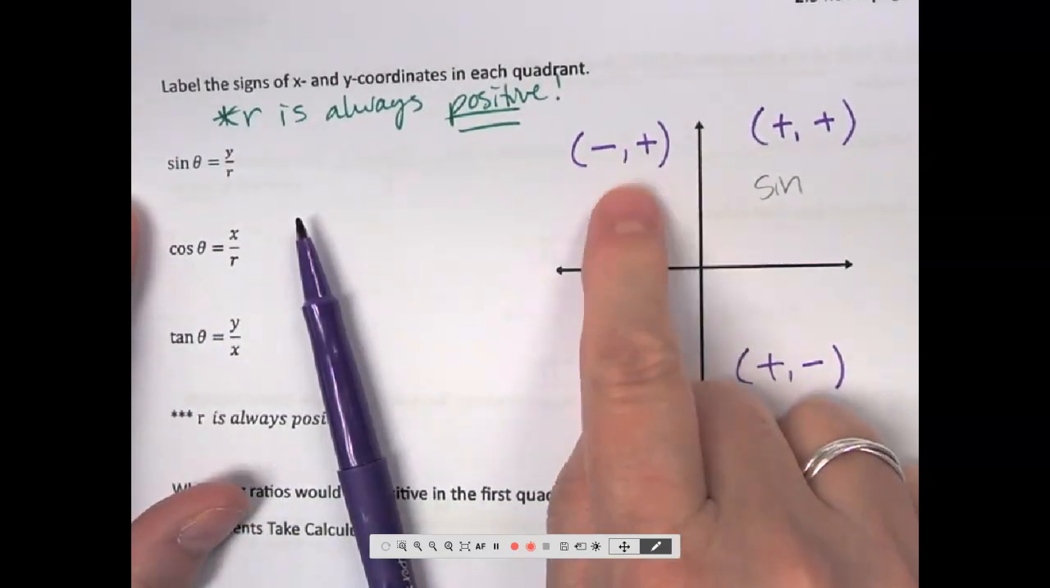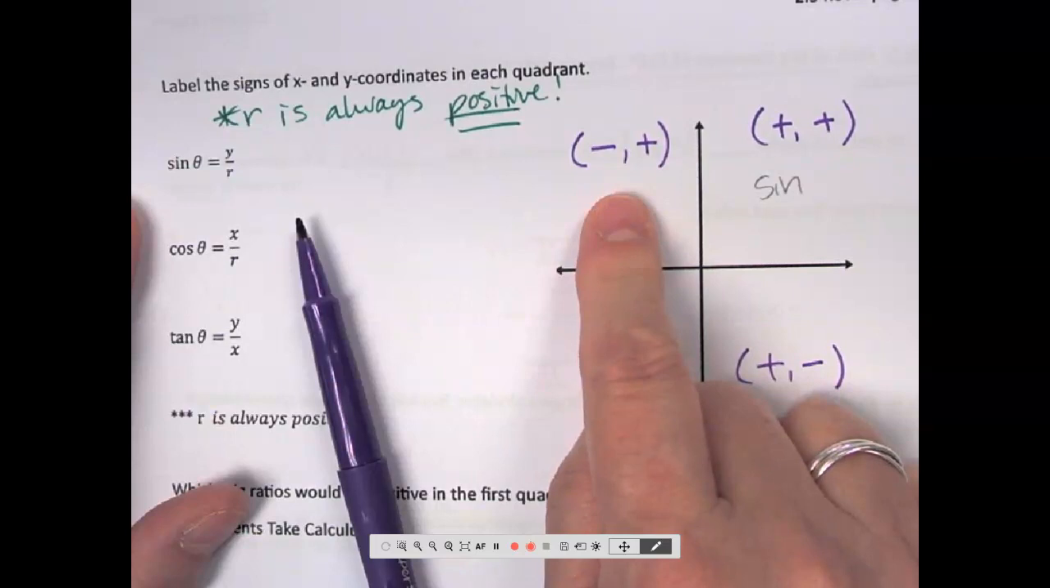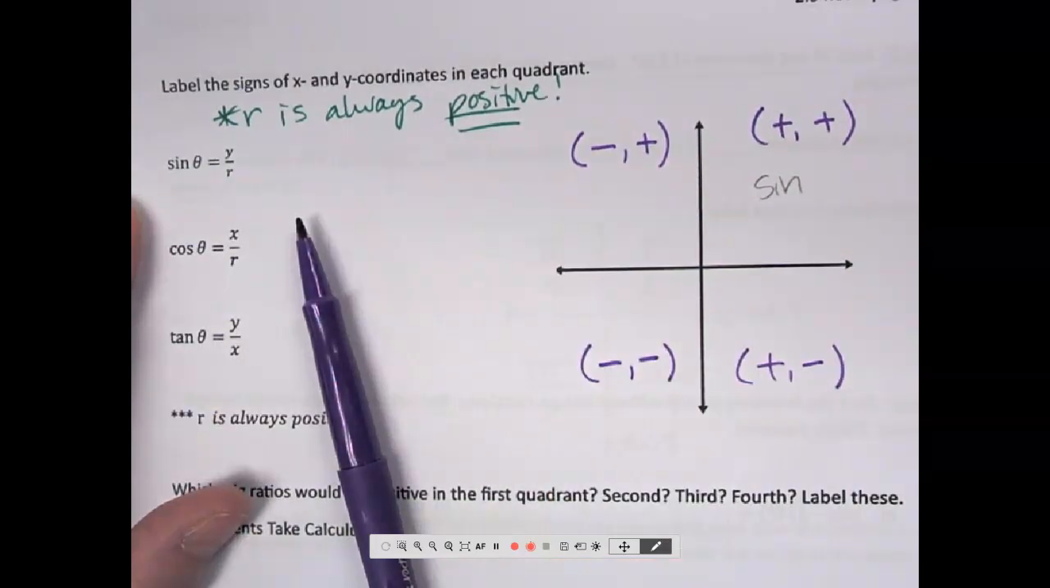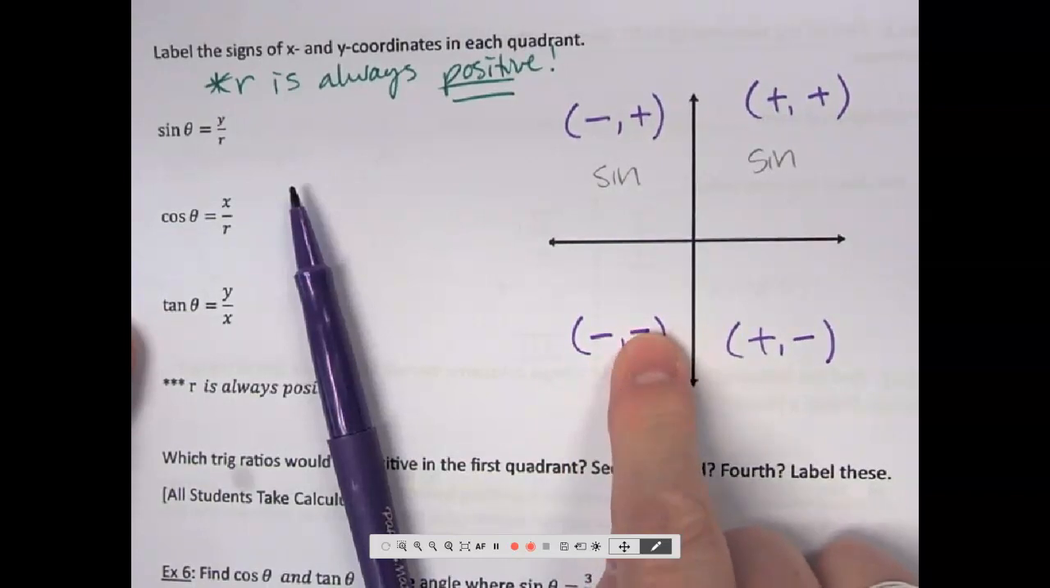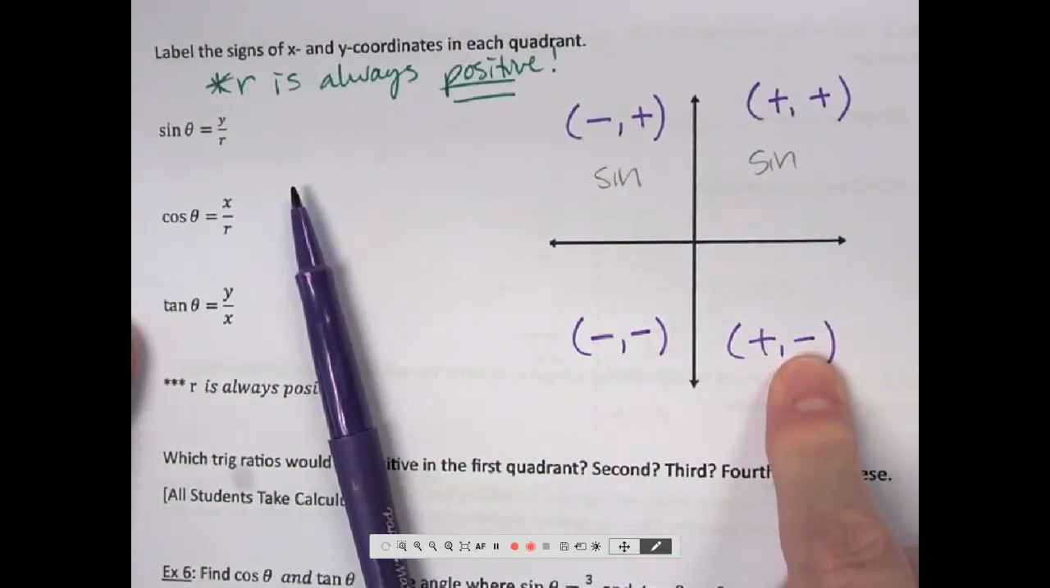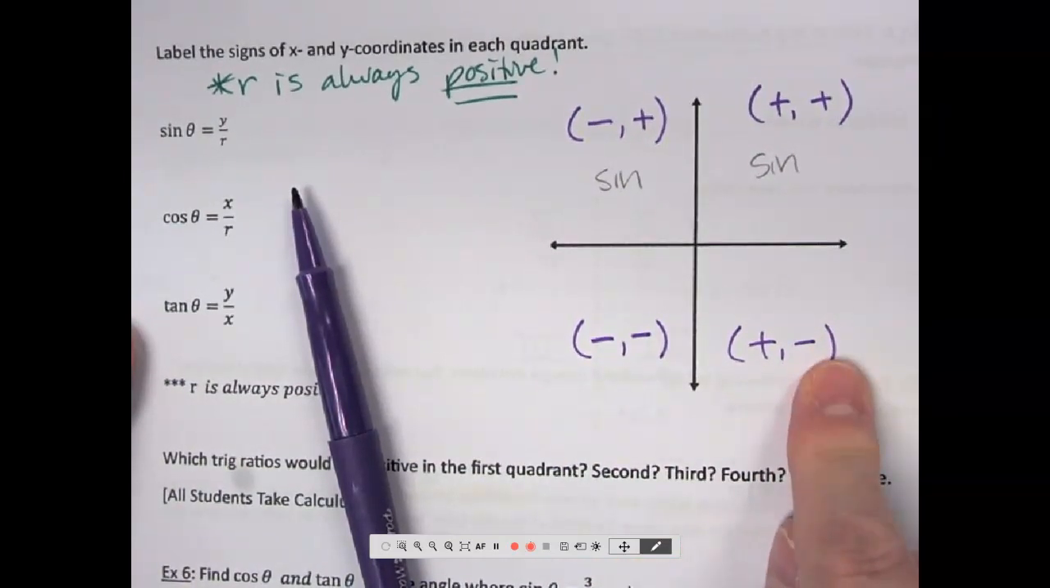Okay, if sine is Y over R in the second quadrant, would sine be positive? Yes. Would sine be positive here? No, it'd be negative because the Y's are negative. Would sine be positive here? No, because Y's are negative.